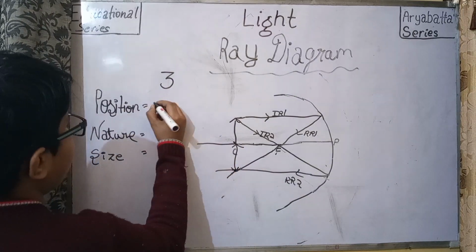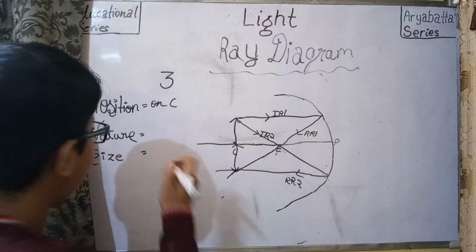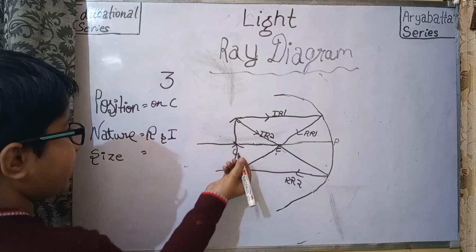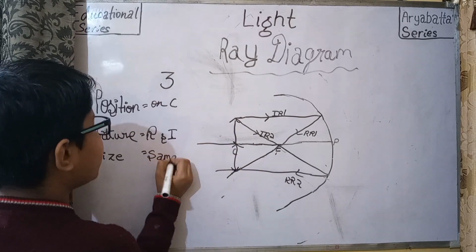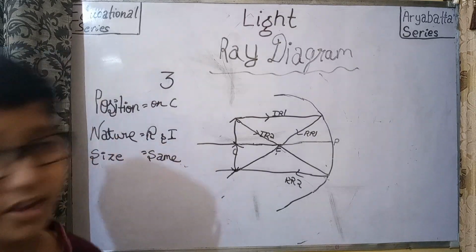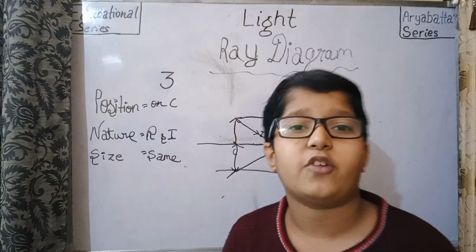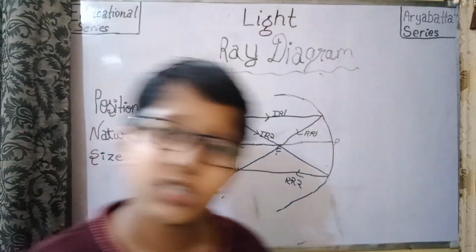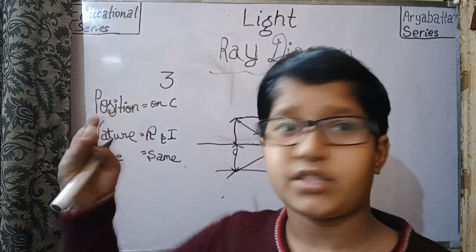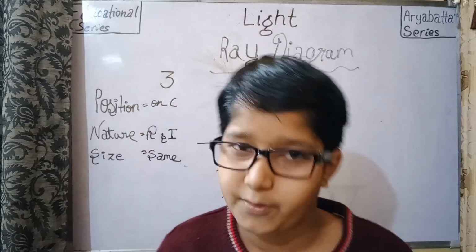Now position: on C, the center of curvature. Nature, we know, real and inverted. Size: same as the object. Done. So you see how easily we are going through the diagrams of the concave mirror. After this there are 3 more diagrams, then we will see the 2 ray diagrams of the convex mirror, and we'll get some learning tips. Then we will see the summary in table form, which I have shown you on the PPT.